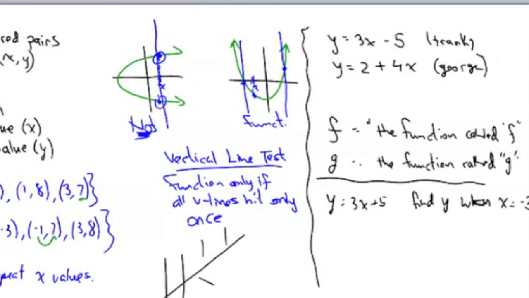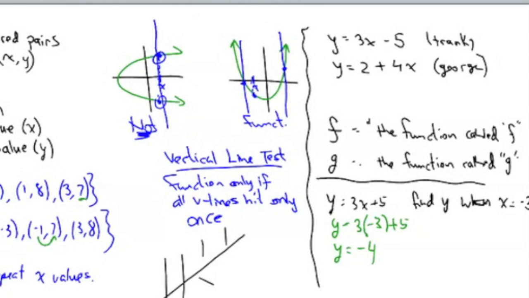How do I find y when x is equal to negative 3? y equals 3 times parentheses, negative 3, plus 5. I was looking for replace the x with negative 3, but that's okay. So this becomes negative 4. Woohoo, great.